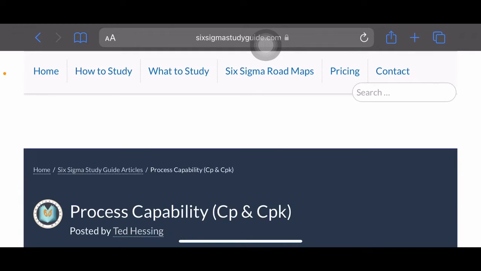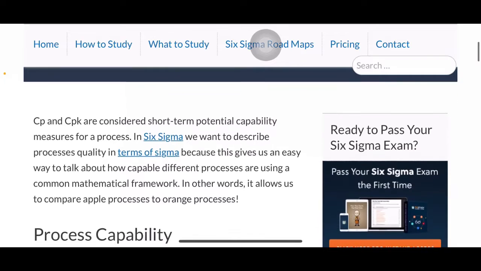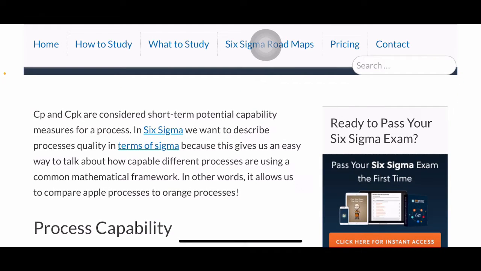Alright, so here's the article. It's found at sixsigmastudyguide.com if you're interested in reading more of what I skip over. But let's get into it. So, CP and CpK, they're basically the same, I think. I don't know. I don't do CPs, I do CpKs.